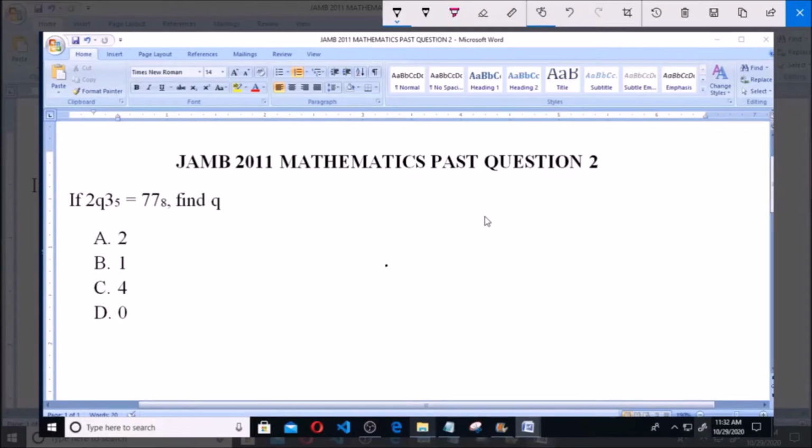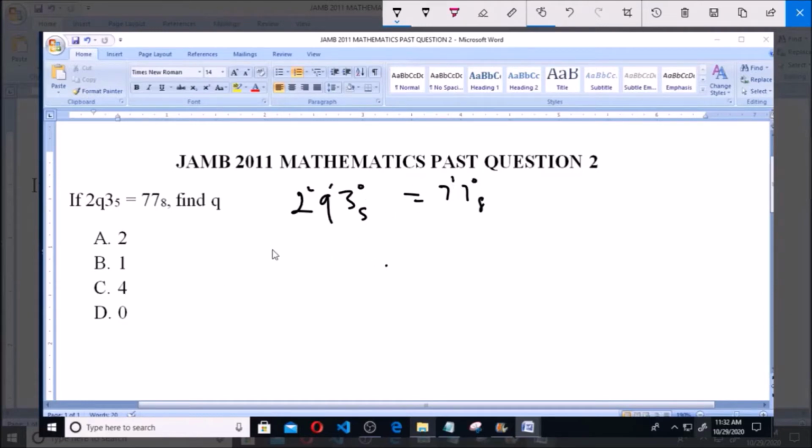Now the first thing we're going to do is to convert both to base 10. That is to convert 2q3 in base 5 to base 10 and also 77 base 8 to base 10, and by doing so we have 2q3 in base 5 is equal to 77 in base 8, with the place powers 0, 1, 2.